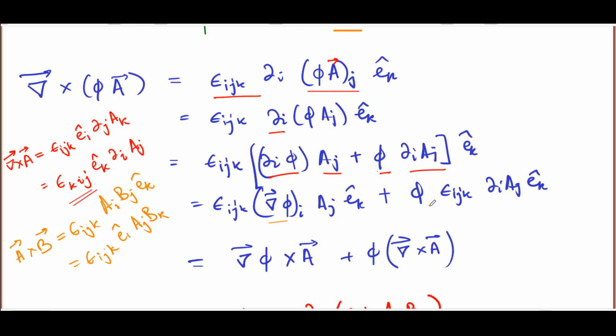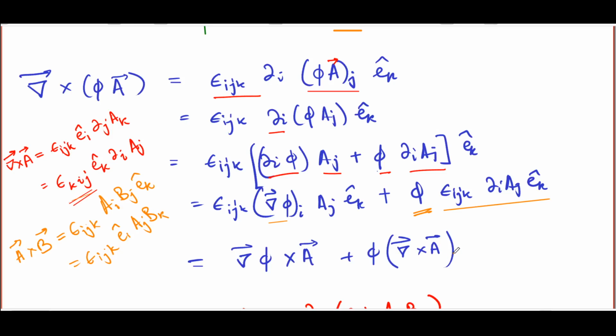The second term is even perhaps simpler to identify. It's phi times epsilon ijk del i aj ek, which is exactly this expression that we have been using. Rather, this expression with epsilon kij replaced by epsilon ijk. So this is curl of A. So curl of the product of a scalar field and a vector field becomes gradient of phi cross A plus phi times curl of A.